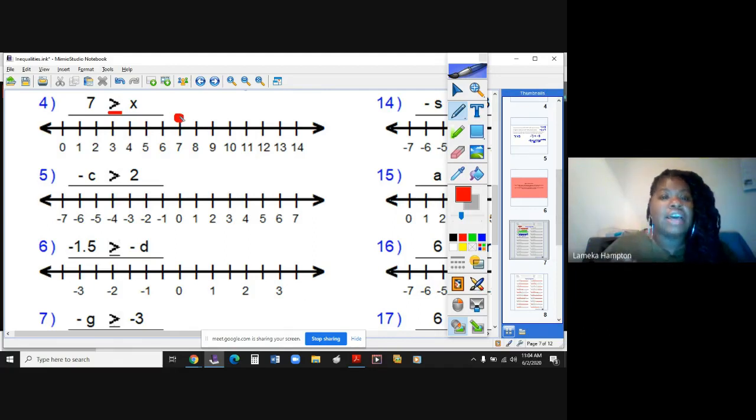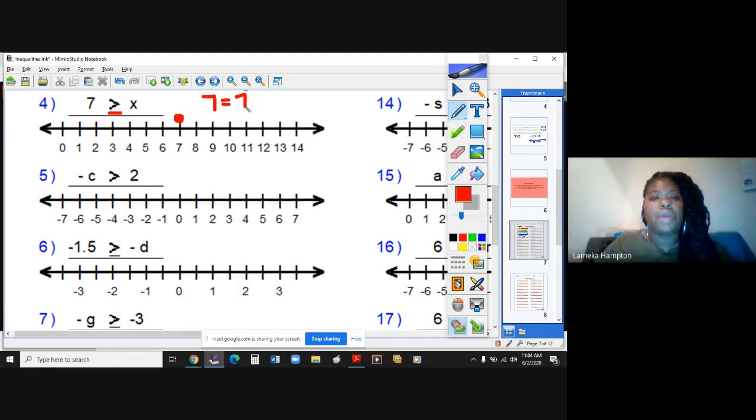The reason why I have a shaded circle or a closed circle is because when I read this inequality, I am reading it as 7 is greater than or equal to 7. And the last time I checked, 7 is always equal to 7. Okay. So that's the reason why 7 is shaded on the number line, because it's included as the answer.